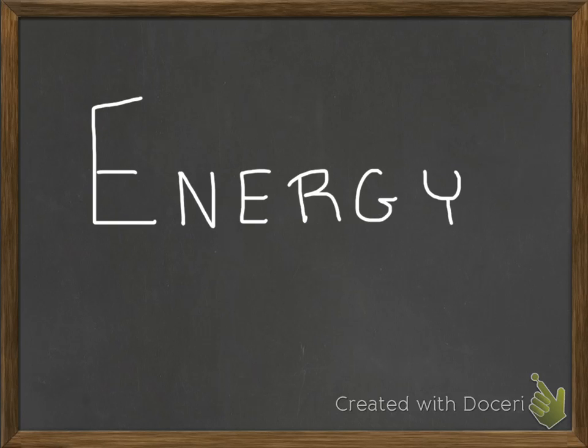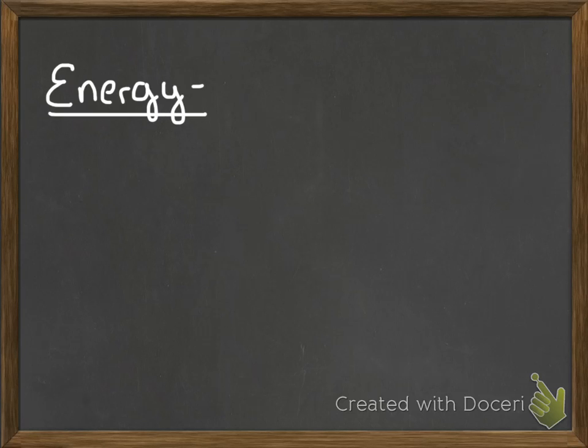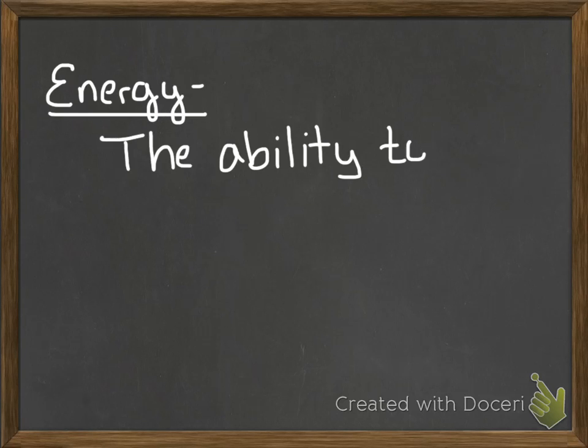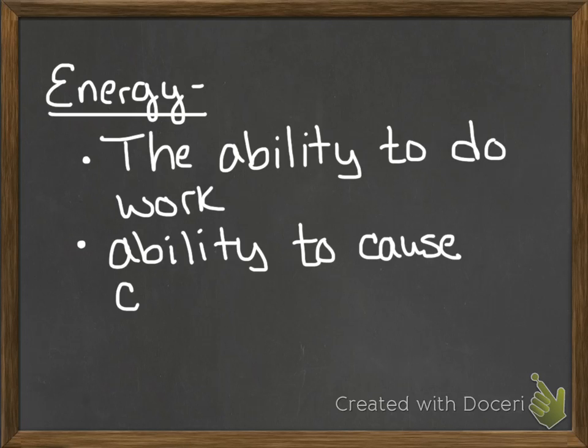So the first thing we need to do is go ahead and define energy. Energy is the ability to do work, which we also define as the ability to cause a change. If you think back to our definition, work was when you take a force and apply it across a distance. If I'm able to move something across a distance by applying a force, then we said that I've used energy because I've been able to do work.